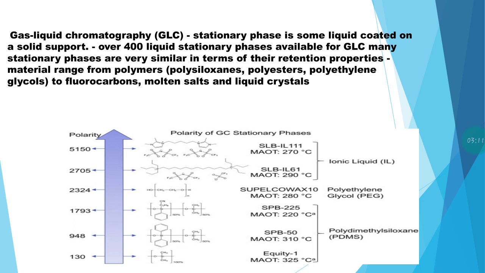Gas liquid chromatography. The stationary phase is some liquid coated on a solid support. Over 400 liquid stationary phases are available for GLC. Many stationary phases are very similar in terms of retention property. Materials range from polymers, that is polysiloxane, polyester, polyethylene glycols, to fluorocarbon, molten salts and liquid crystal. Here we can see there are some liquids coated on a solid support, and there are 400 different stationary phases.